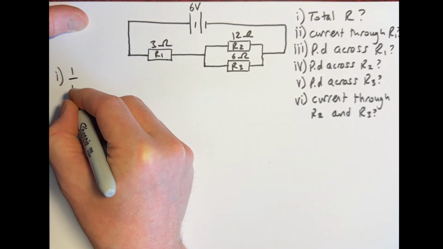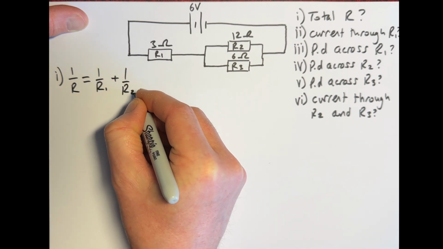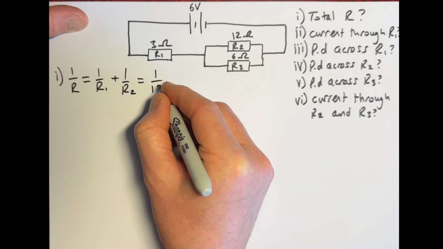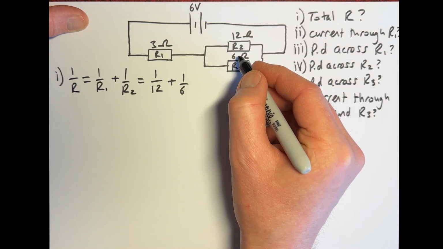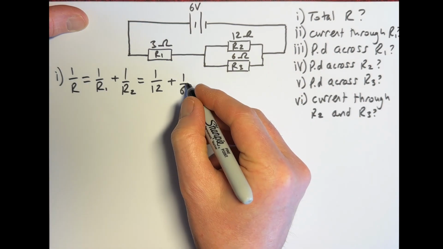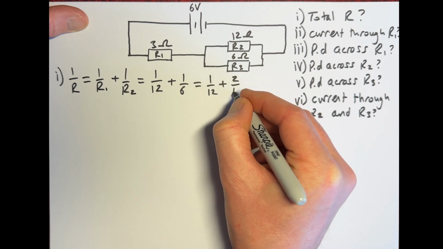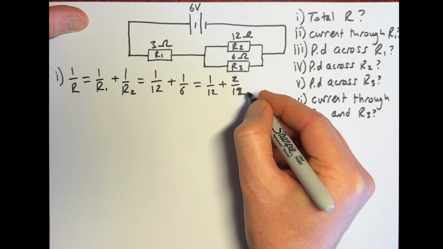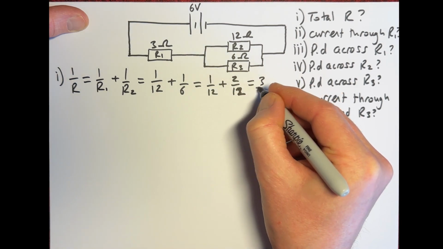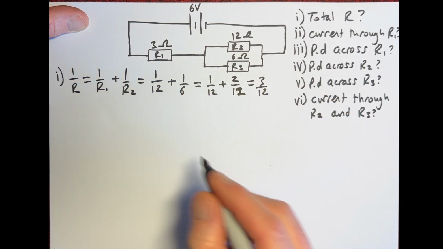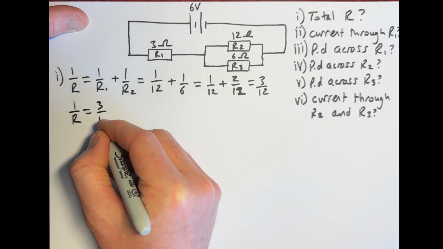If you remember, the way we combine resistors in parallel is using this equation. So that's going to give us 1 over 12 plus 1 over 6, because the resistance of R2 is 12 and the resistance of R3 is 6. Now 1 over 6 is the same as 2 over 12. Whoops, that's supposed to be a 12. So 1 over 12 plus 2 over 12 gives you 3 over 12.